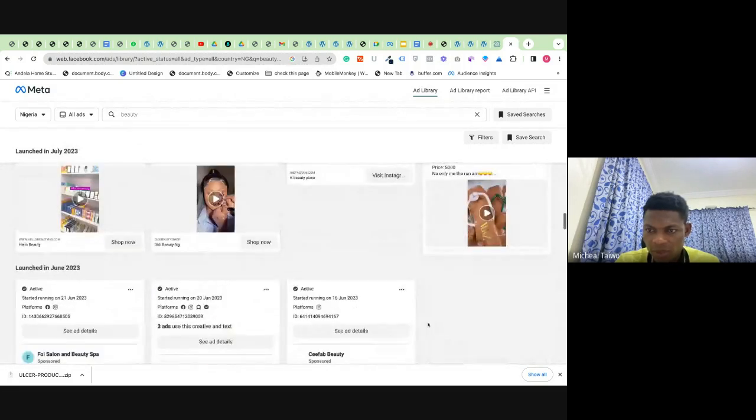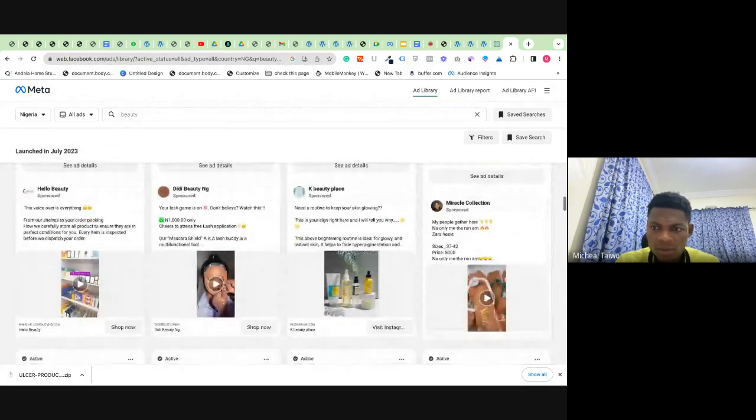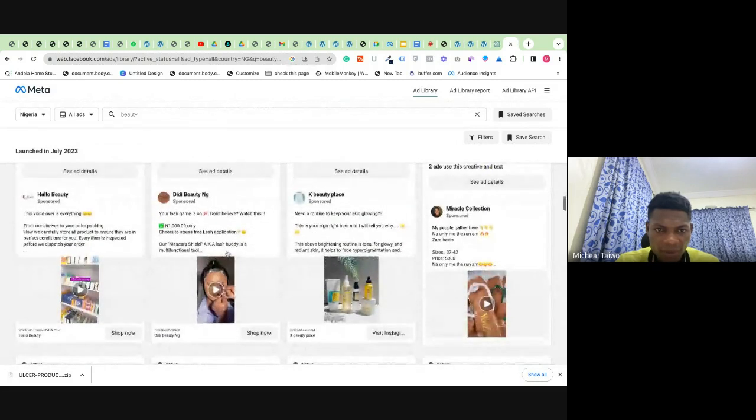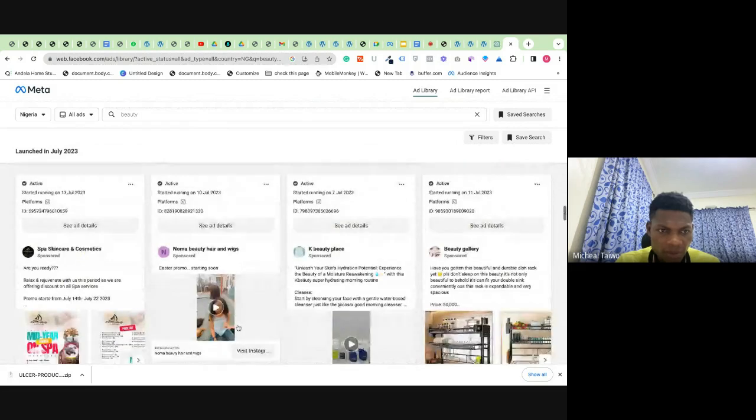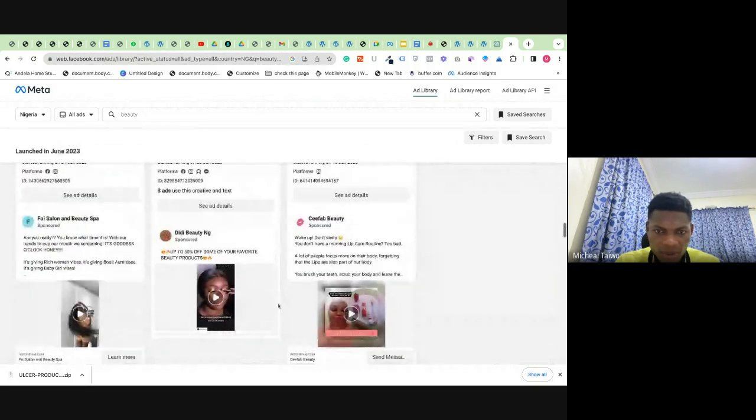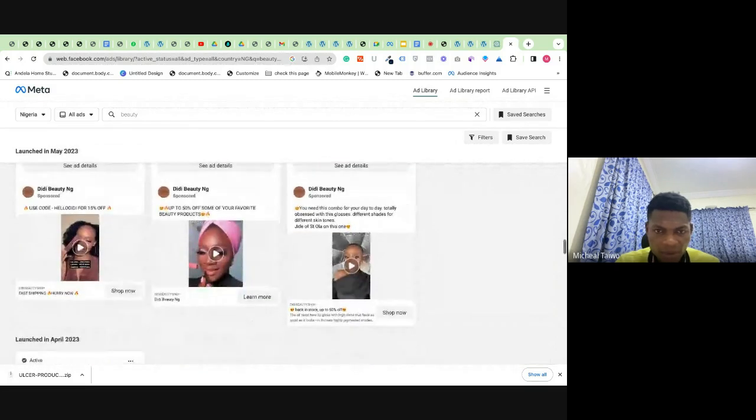Look at this one now. Can you see, this person has a funnel? No, it's not a funnel. Maybe it's a store, maybe an online store. I would know if it's a funnel. You can't be selling a product for 1,000 naira on a funnel.